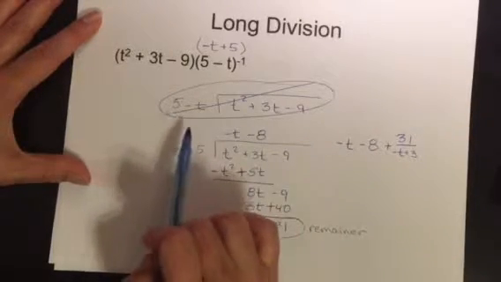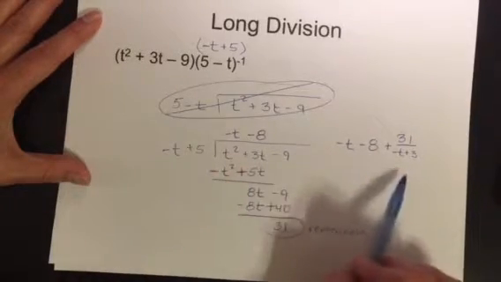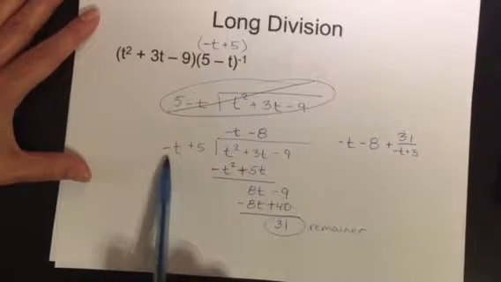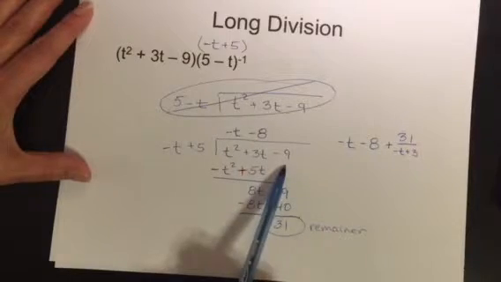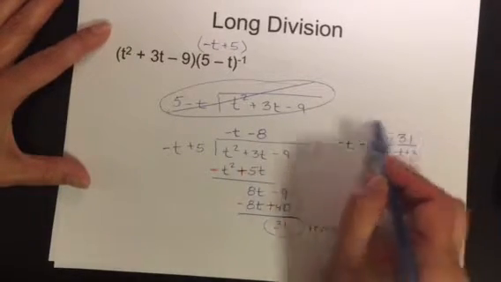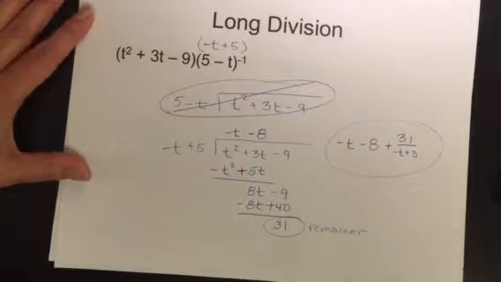So in order to factor this, it doesn't factor perfectly. So negative t plus 5 is not a factor of this polynomial. So I have to write my remainder, and that's my final answer.